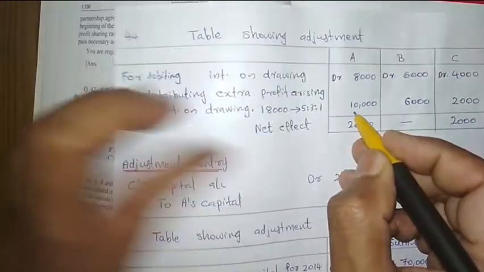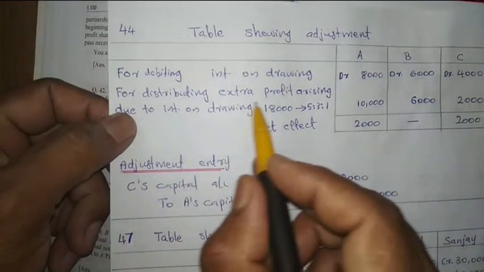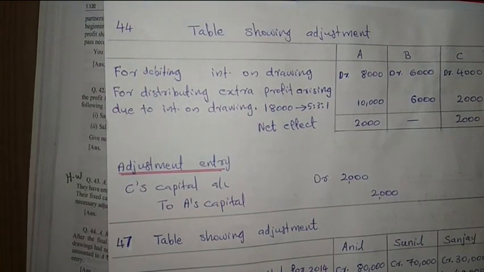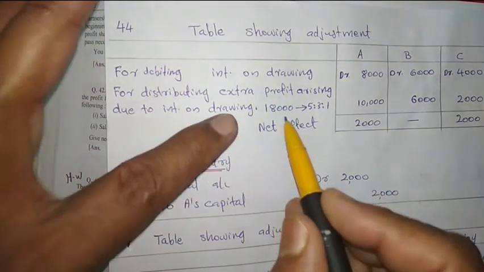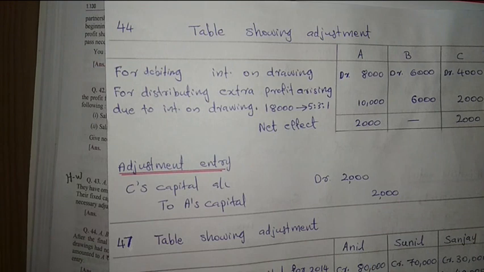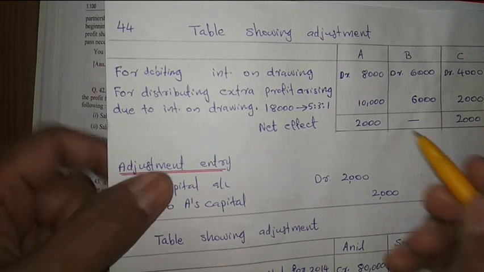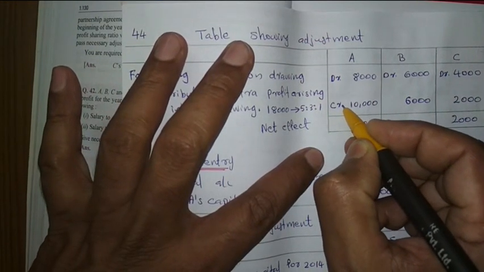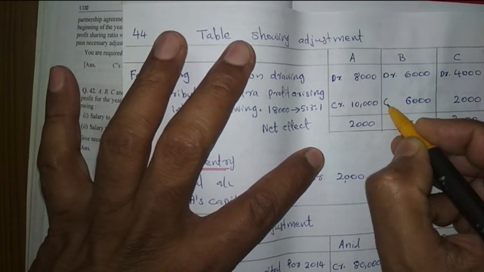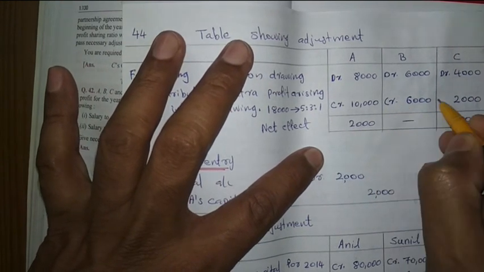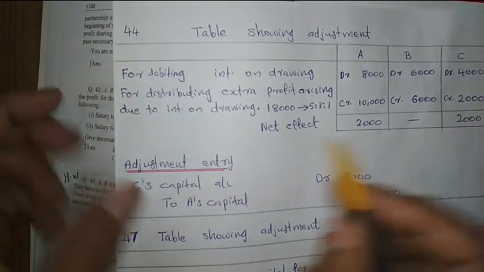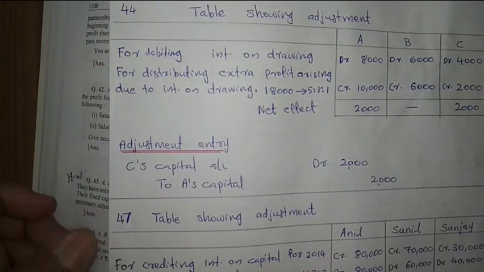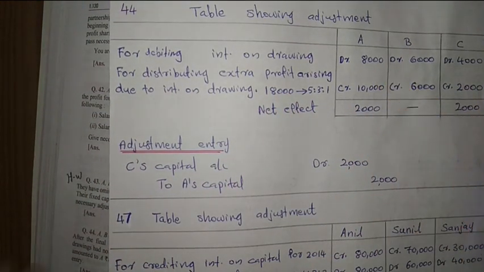Then you see the statement for distributing extra profit arising due to interest on drawing. Interest on drawing is the income. That income now we are considering. So 18,000, that much amount of profit is increasing. So that profit we have to distribute among the partners. To distribute the profit among the partners, we have to credit the capital account. Divisible profit we are taking on the credit side. That is why it is written there: for distributing extra profit, to distribute profit we have to credit it. So first one we are debiting and the second one we are crediting.